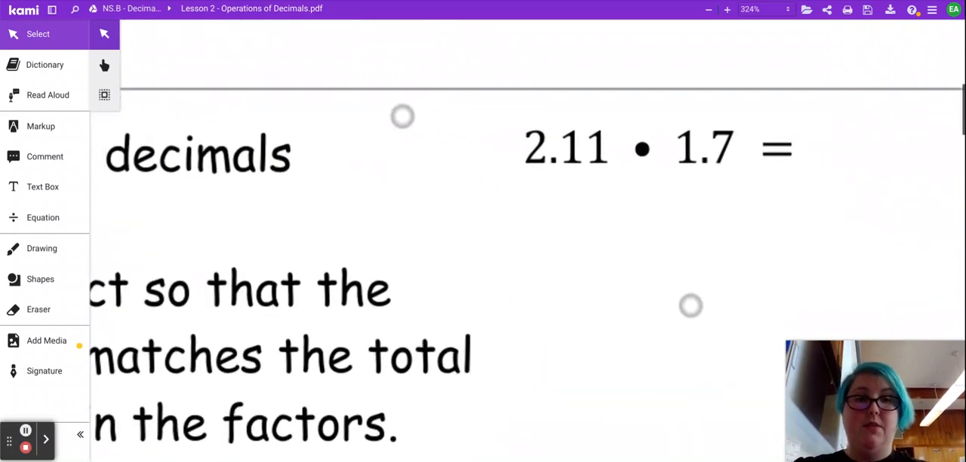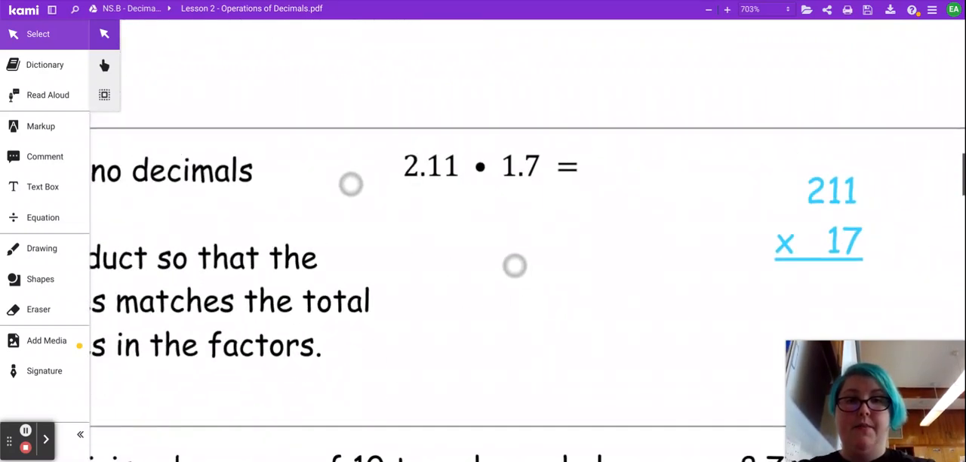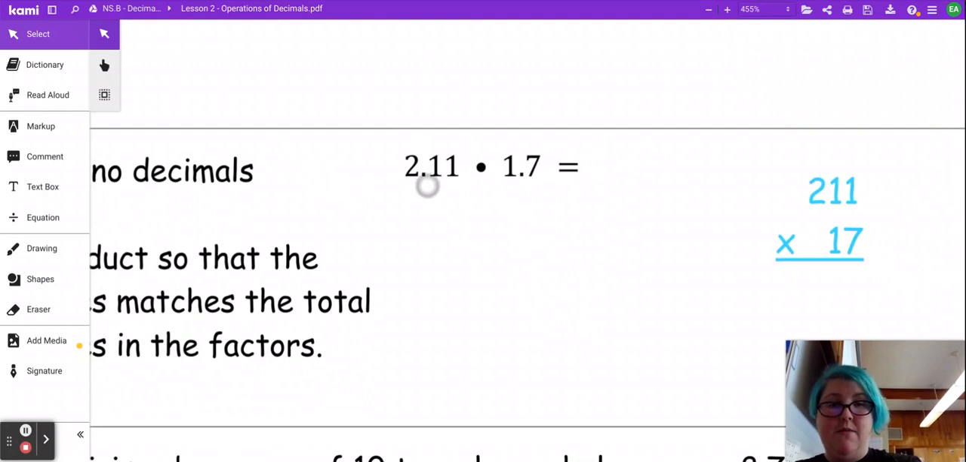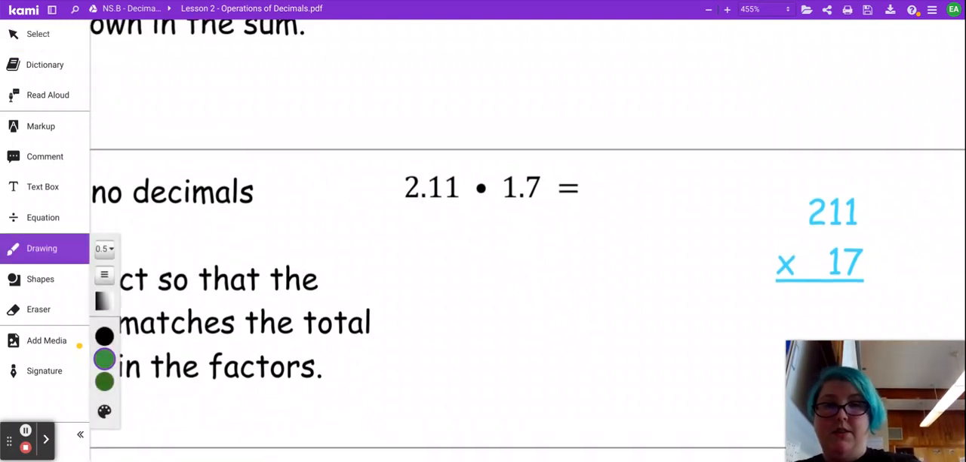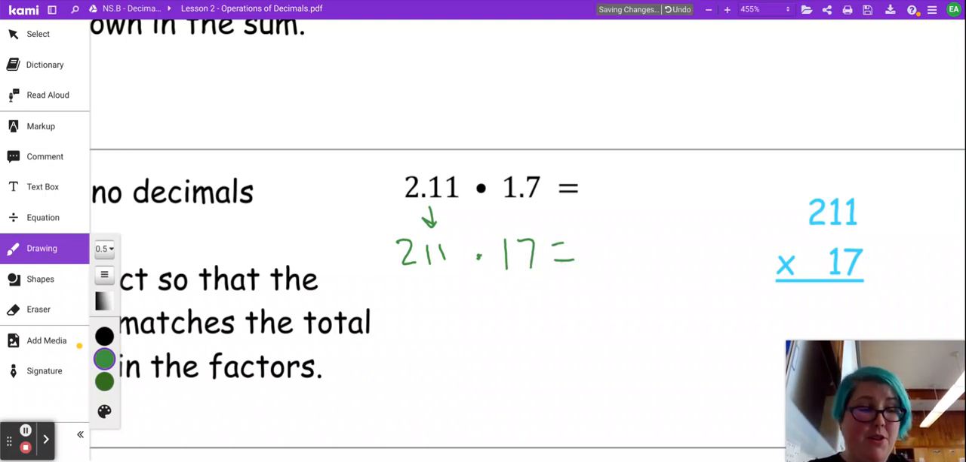So let's zoom in on 2.11 times 1.7. Thousandths become hundredths. Ooh, almost made a mistake. It becomes 211 times 17. That might be easier for you to punch into your calculator, and we know that the product of those two numbers is 3,587. Now, that's not our answer because we have to go back and look at our decimals.